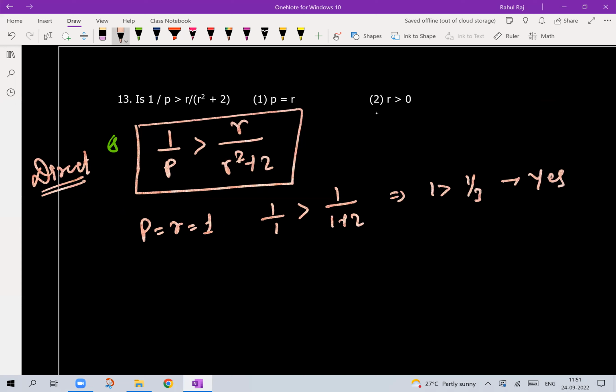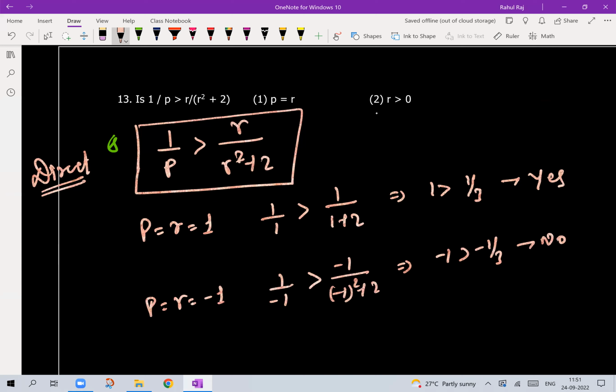It's straightforward. Now because it's a yes type of question, my job is to create a yes and no situation to say whether this statement is sufficient or not. Now I take p is equal to r is equal to -1. So 1 by -1 is greater than -1 by (-1) square plus 2. This is nothing but -1 is greater than -1 by 3. Is this possible? No situation. Because on the negative side, lower the magnitude, higher the value. So -1 is greater than -1 by 3, no situation. So option number 1 is not sufficient. It's straightforward. Option number 2, I can't say. Why? Because I have no idea about p.